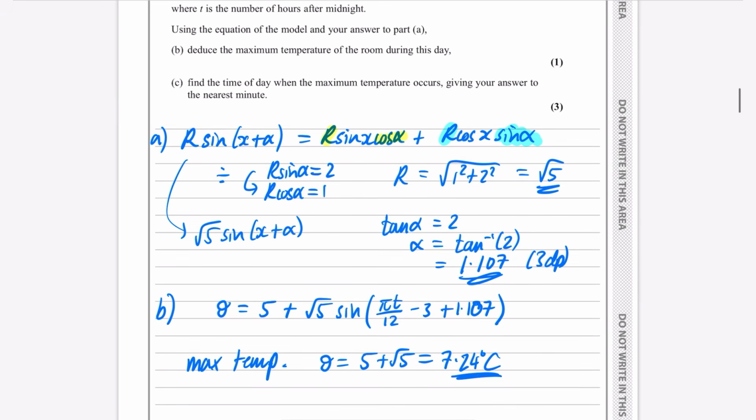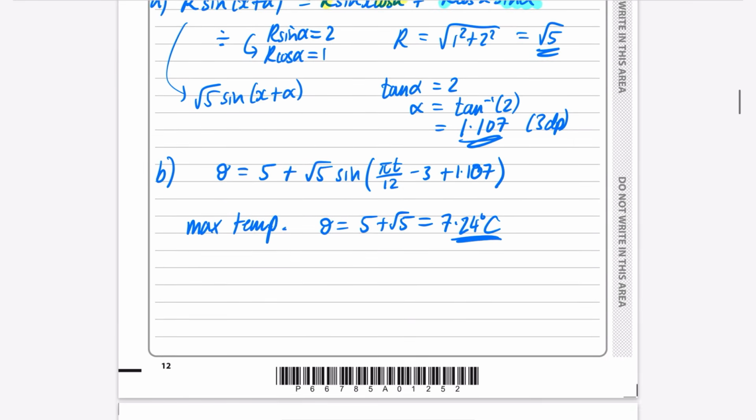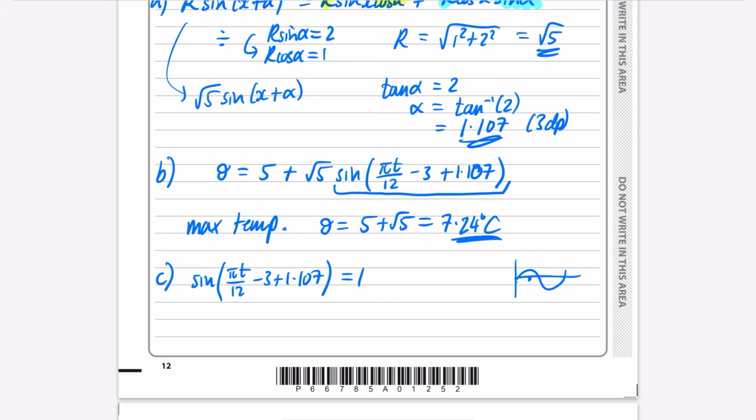So now part C, it says find the time of day when the maximum temperature occurs, giving your answer to the nearest minute. So the maximum temperature occurs when sine is a maximum, in other words, when the sine of pi t over 12 minus 3 plus 1.107 is equal to 1. If you think about the sine graph, we know the sine graph is equal to 1 when it's equal to pi over 2. So that means we want pi t over 12 minus 3 plus 1.107 to be equal to pi over 2.